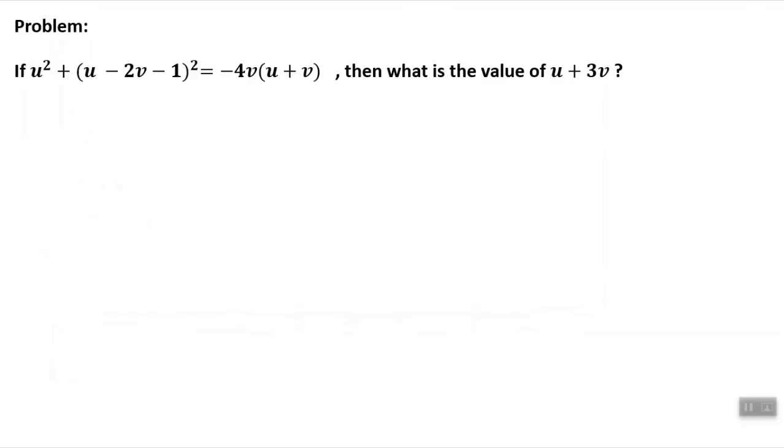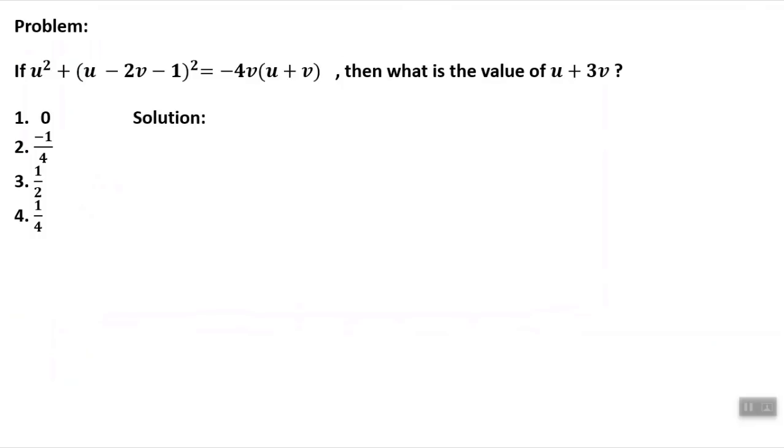Now let us look at a problem on algebra from CAT 18. A particular equation is given, not very friendly looking, and then they are asking what is the value of u plus 3v. Options are given. Notice that 'cannot be determined' is not one of the options. So that means the value of u plus 3v can be determined just based on one single equation. So that's a good start to notice all that.